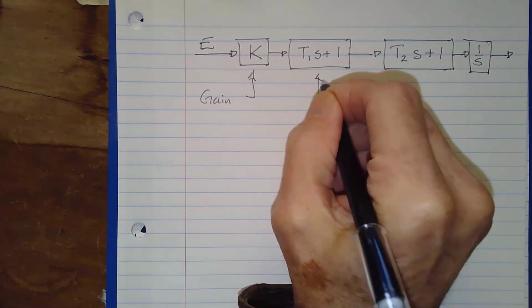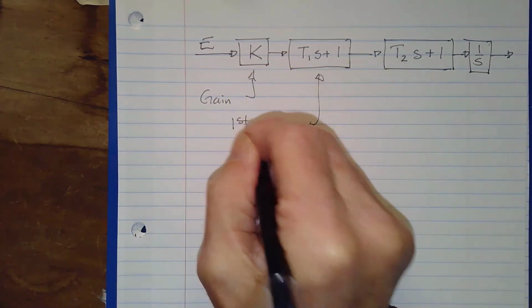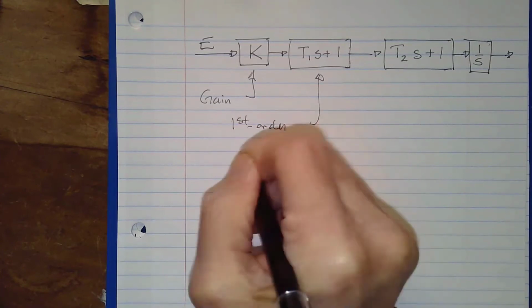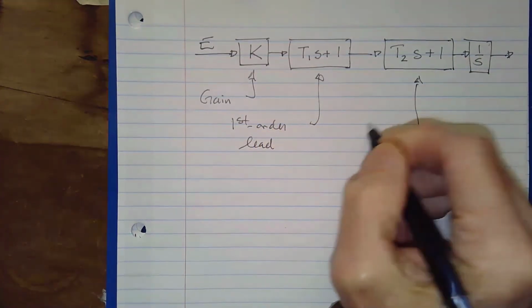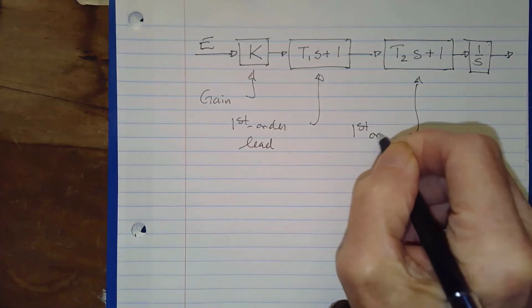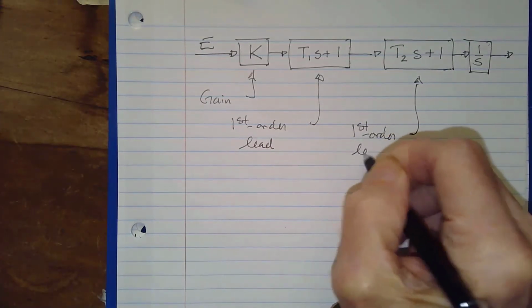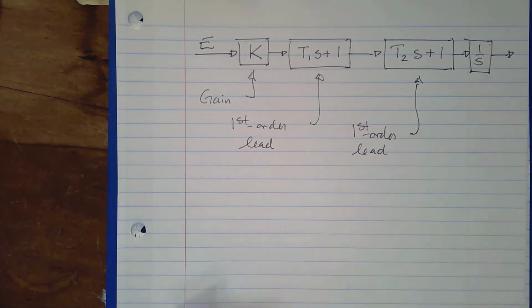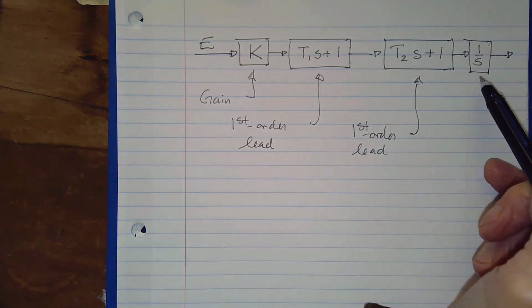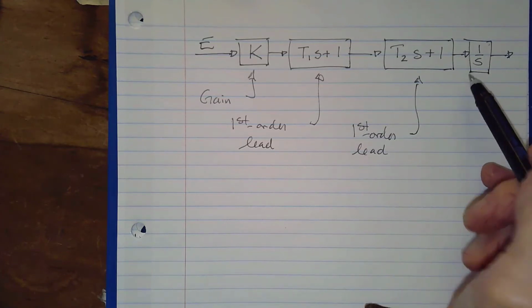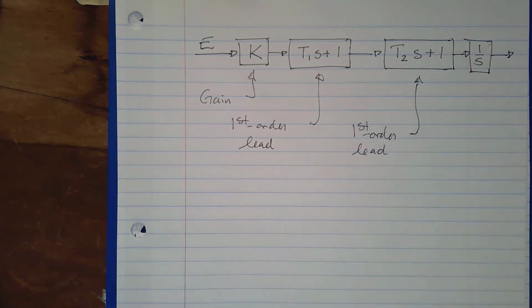And then, like I said before, we have a first order lead, and we have a first order lead again, and then an integrator. With the PID controller, if you have an I part, you're going to be putting a pole at the origin, and that's what this integrator is. It's a pole at the origin.